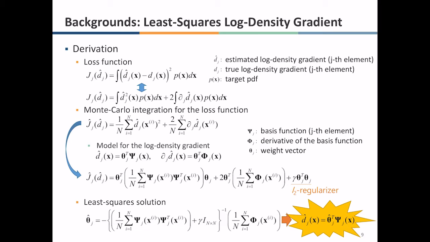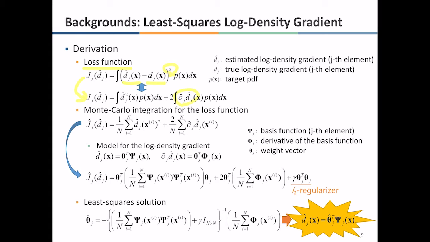Next, I'll summarize the least squares log density gradient method. As the name suggests, LSLDG takes the loss function as the square of the error as follows. Here dj hat means the estimated log density gradient, and dj means the true value. By omitting the square term of the true value and substituting dj as the log gradient of density p, we can rewrite it as the following loss function.